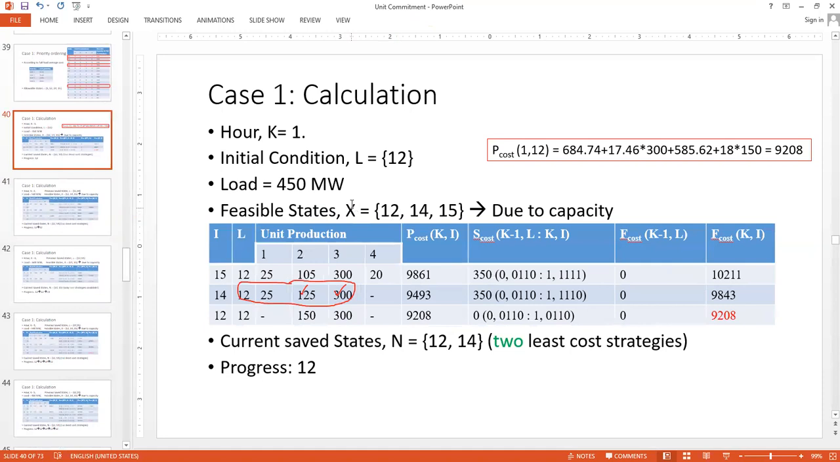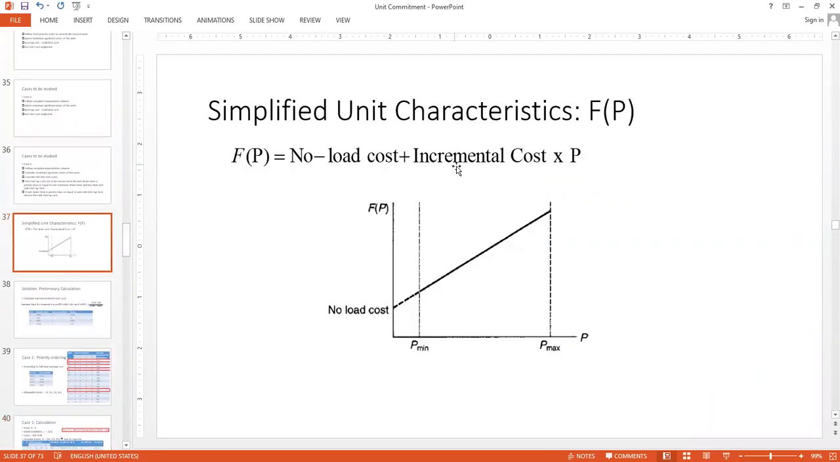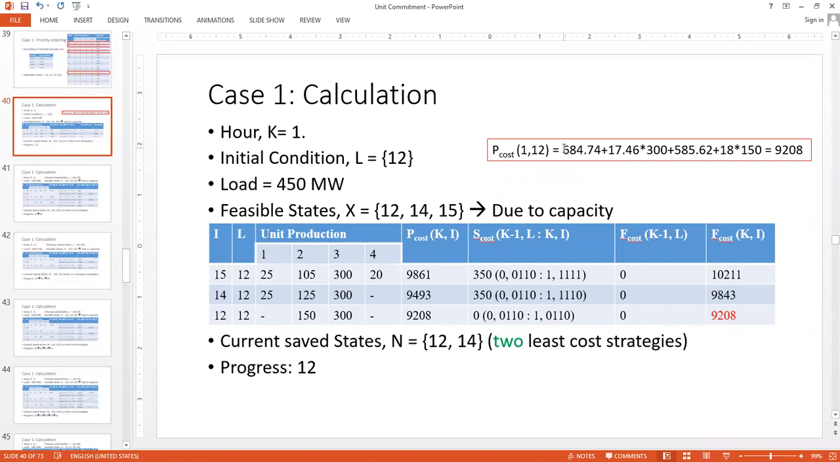So for hour number 1, state 12, you see 300 from unit 3, 150 from unit 2. In total, we get 450. What is the production cost? Now we are simply taking the simplified cost function. What is the simplified cost function? A straight line: no load cost plus incremental cost times P. So what is the no load cost?